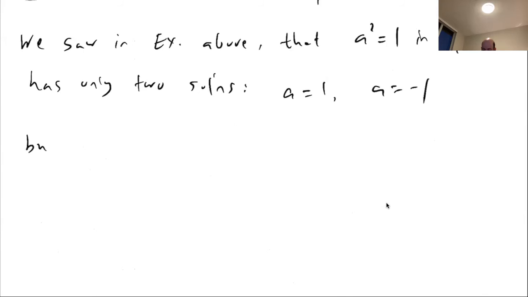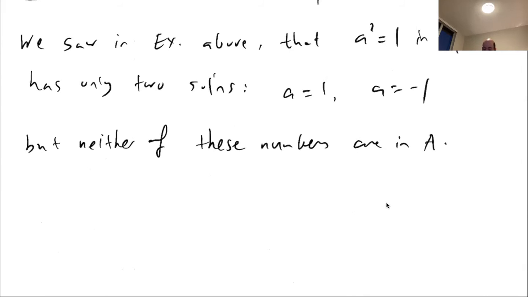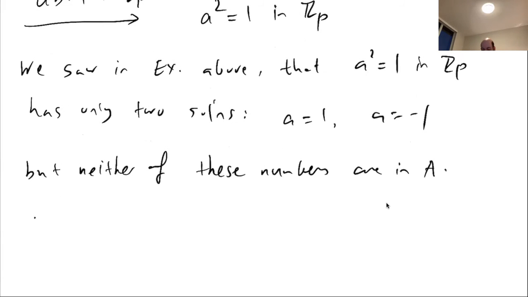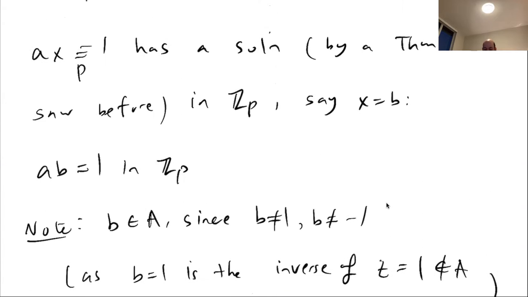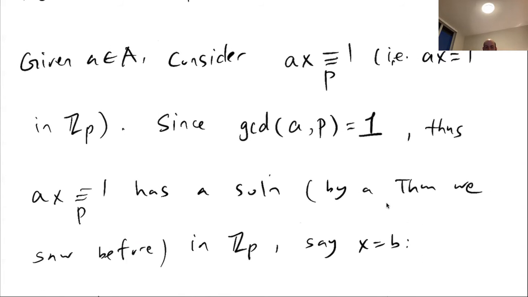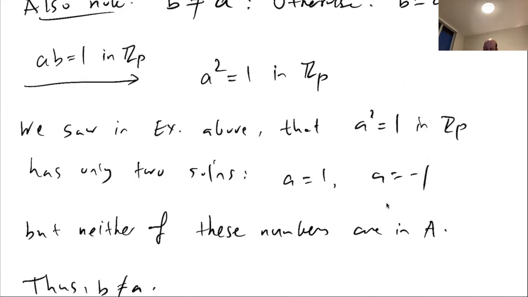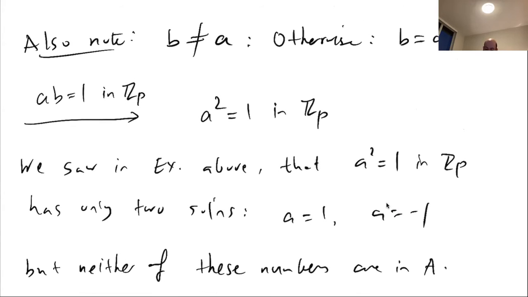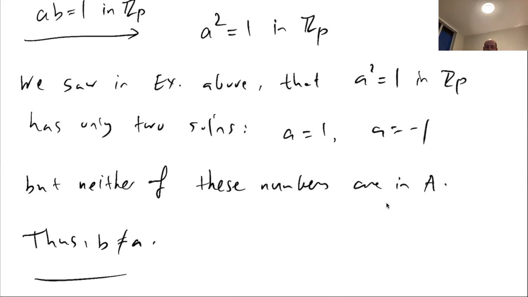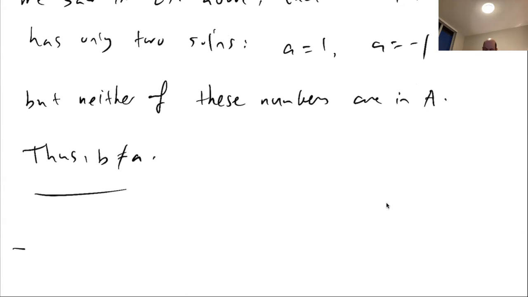But neither of these numbers are in A. So that means B is not equal to A. Remember, original A was supposed to be in A, capital A. But here I got basically a proof by contradiction. If B is equal to A, then A has to be either 1 or -1, but neither of these numbers are in A, which means B has to be not equal to A. That's it. So that means the claim is proved.